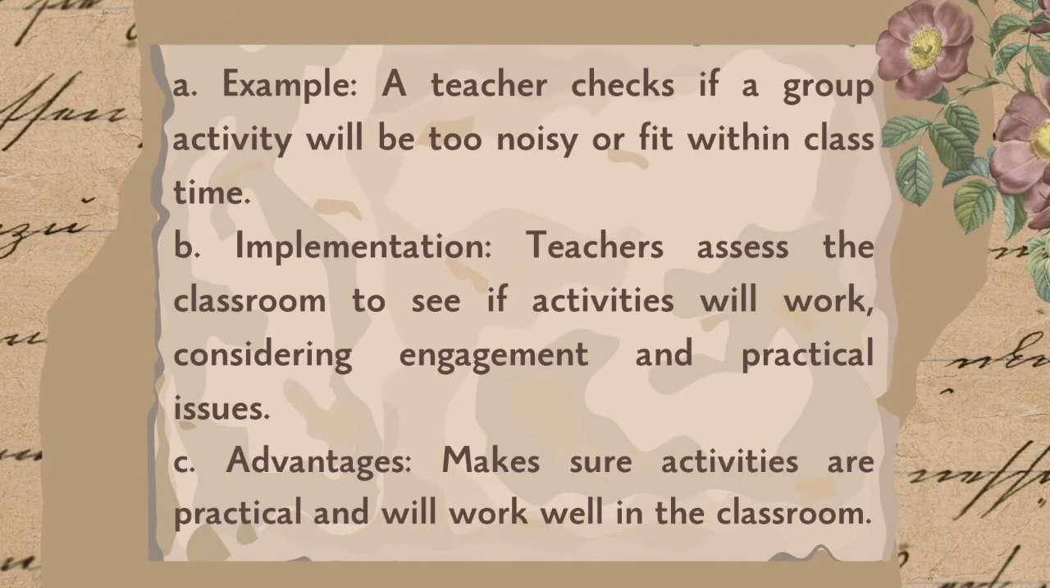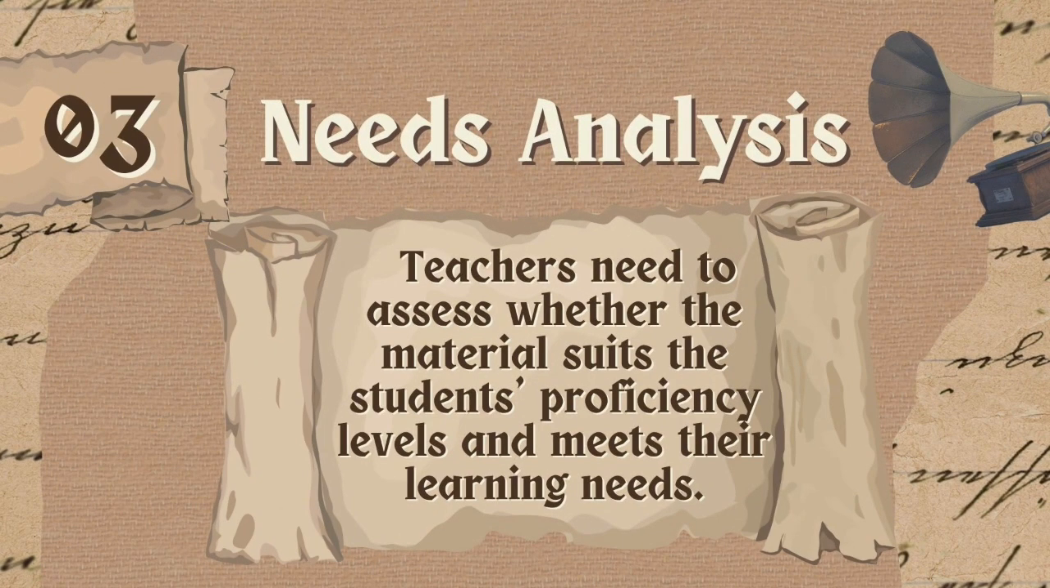For example, a teacher checks if a group activity will be too noisy or fit within class time. Implementation: teachers assess the classroom to see if activities will work, considering engagement and practical issues. Advantage: make sure activities are practical and will work well in the classroom. Number 3. Needs analysis. Teachers need to assess whether the material suits the students' proficiency levels and meets their learning needs.